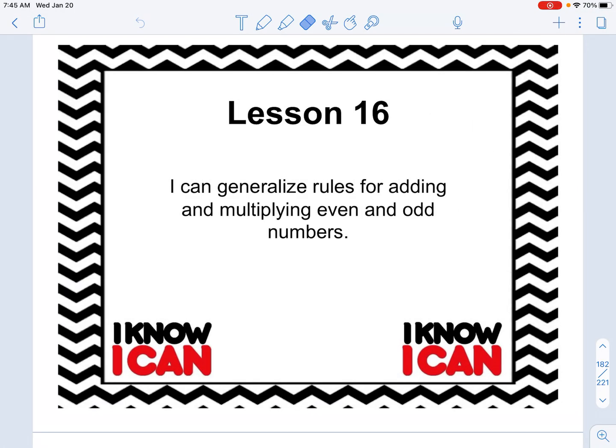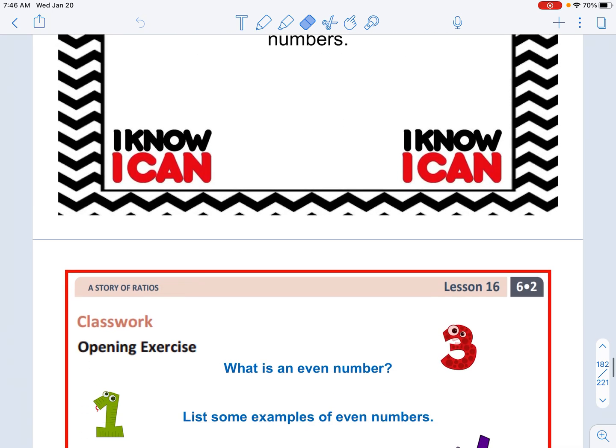All right, guys, let's go ahead and get started with lesson 16. Today we're going to start getting into a little different concept. Today's objective is I can generalize rules for adding and multiplying even and odd numbers. So we're going to be going over the rules for adding and multiplying even and odd numbers.